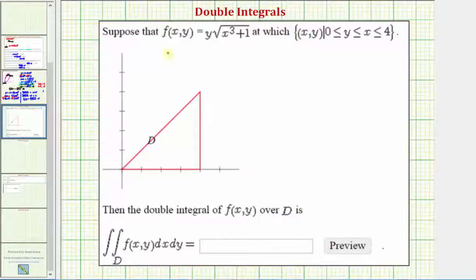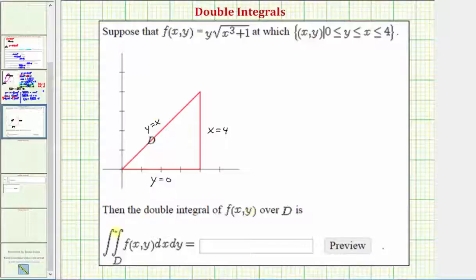We're asked to consider the function f of x comma y over the region defined here, which is a triangular region graphed here in the xy coordinate plane. Let's write the equation that would contain each of these boundaries. Notice how the equation y equals 0 would contain this side of the triangle. The equation x equals 4 would contain this side. And notice how the line y equals x would contain this side of the triangle. This would be on the line with a y-intercept of 0 and a slope of 1.